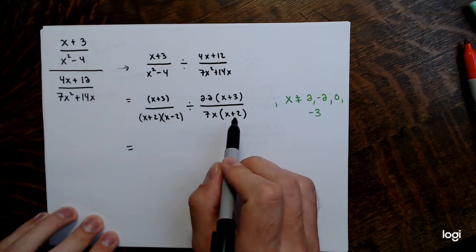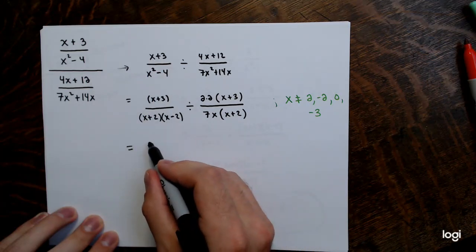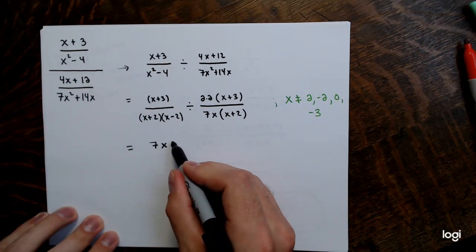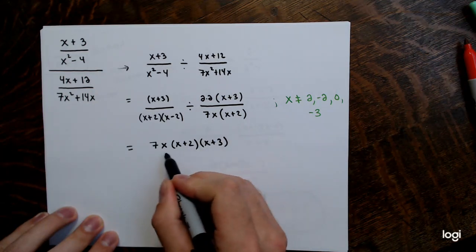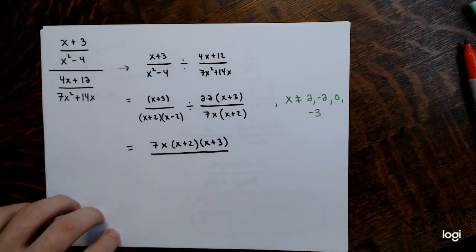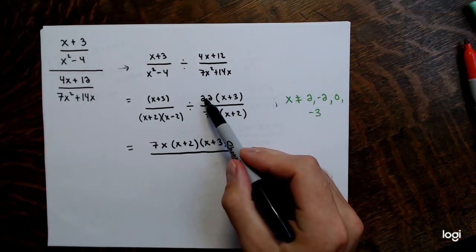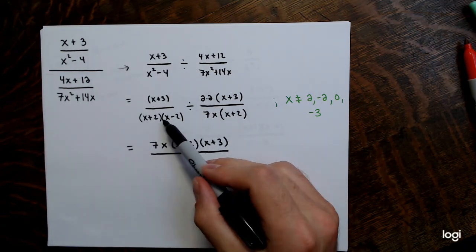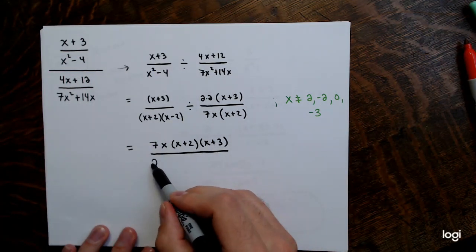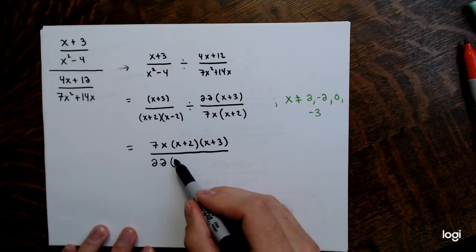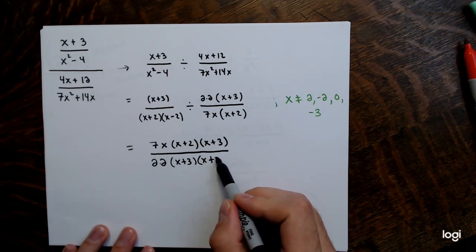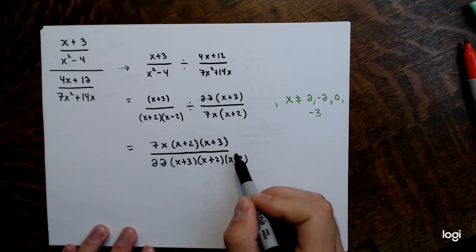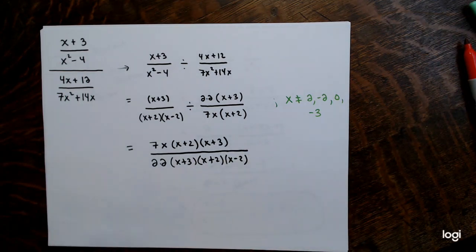These factors and this factor would be in the numerator after multiplying. So 7 times x plus 2, and then times x plus 3 would all be in the numerator. And then these factors would go in the denominator with these factors. Right? So then I have 2 times 2 times x plus 3. Right? Those factors times x plus 2 times x minus 2. Those would all be in the denominator when I multiply.